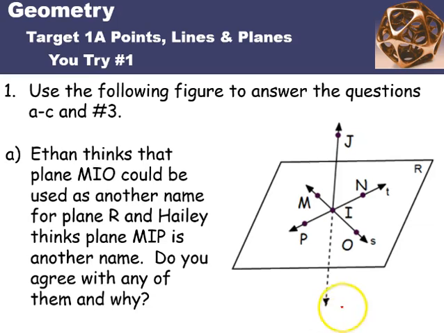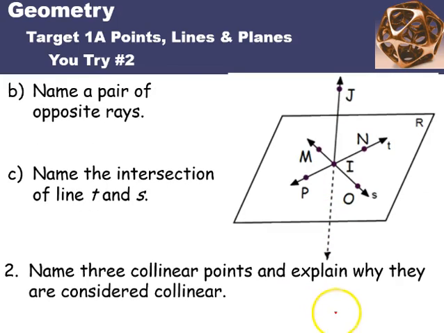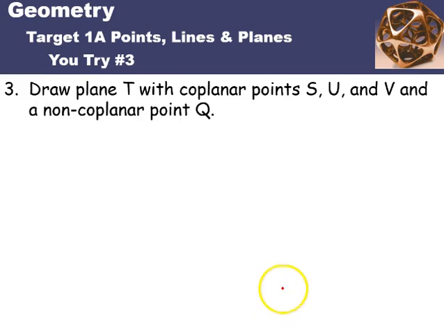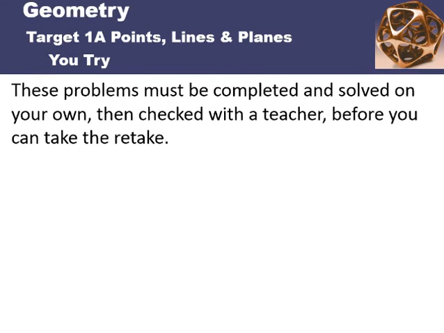So you're going to want to draw this picture on a piece of paper so that you can answer it. Okay, and then you're going to use the same picture for the next 2 problems. So we're trying to determine the name of a plane here. Here we're looking for opposite rays, the intersection of 2 lines, and collinear points. And number 3, draw a plane T. Okay, oops, and you know, I just noticed I made a mistake, so let's go back here.